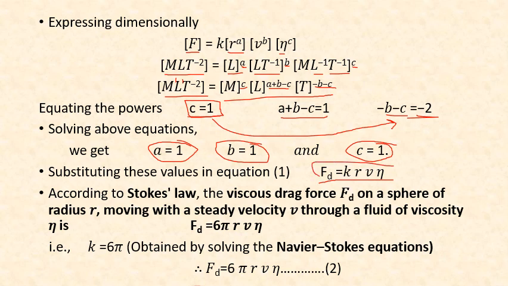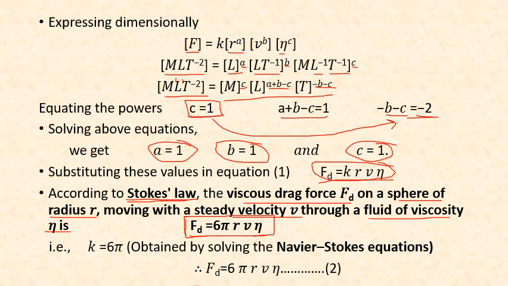Now this is given by Stokes law. Stokes law states that the viscous drag force Fd acting on a sphere of radius r moving with the steady velocity v through a fluid of viscosity eta is given by Fd equals 6 pi r v eta. This is the Stokes law. Understood? It gives the relation between the drag force and the factors on which it depends, which is Fd equals 6 pi r v eta.